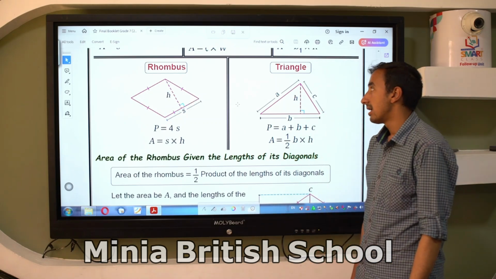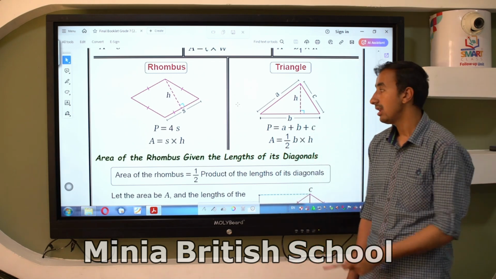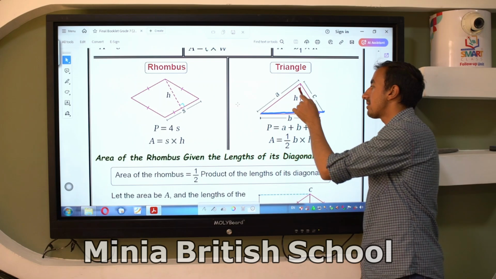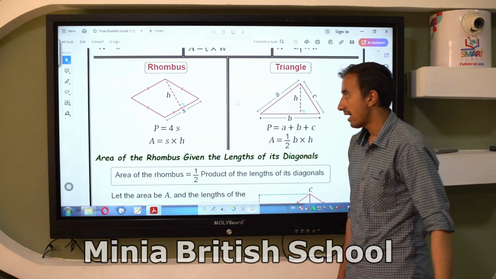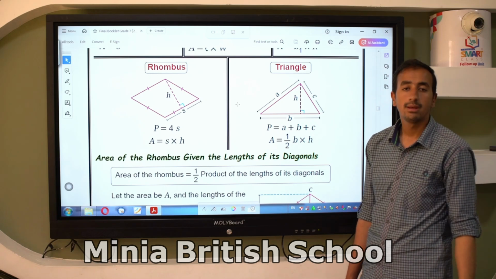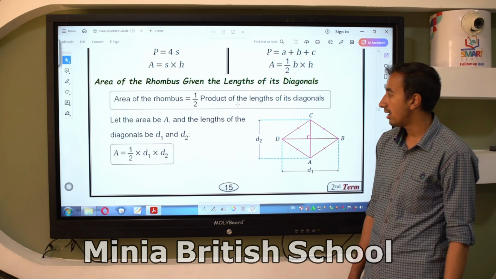Side length times height. But area of triangle, half times base times height. Area of the triangle equals half times base times corresponding height. Okay? And we know that the perimeter of any shape is the sum of all side lengths.